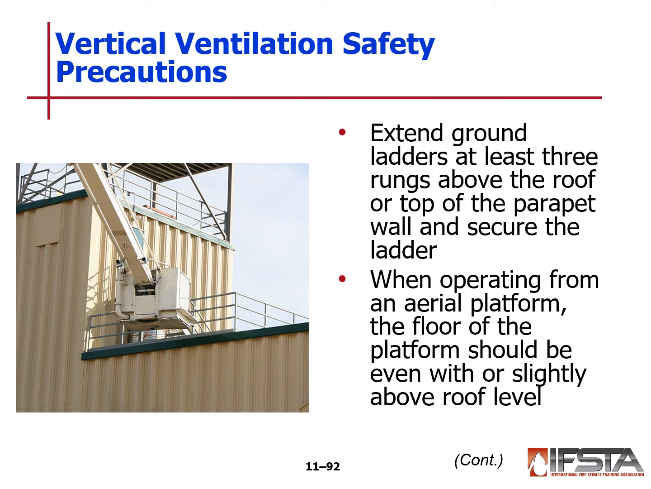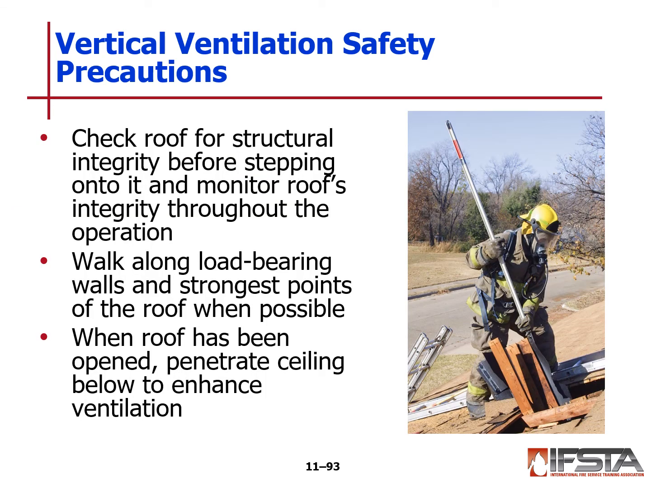Other safety precautions: extend ground ladders at least 3 rungs above the roof or top of a parapet wall, and then secure the ladder. When operating from aerial platforms, the floor of the platform should be even with or slightly above the level of the roof. Check the roof for structural integrity before stepping onto it, and monitor the roof's integrity throughout the operation. Walk along load-bearing walls and the strongest points of the roof when possible. When the roof has been opened, penetrate the ceiling below with your pike pole to enhance ventilation.